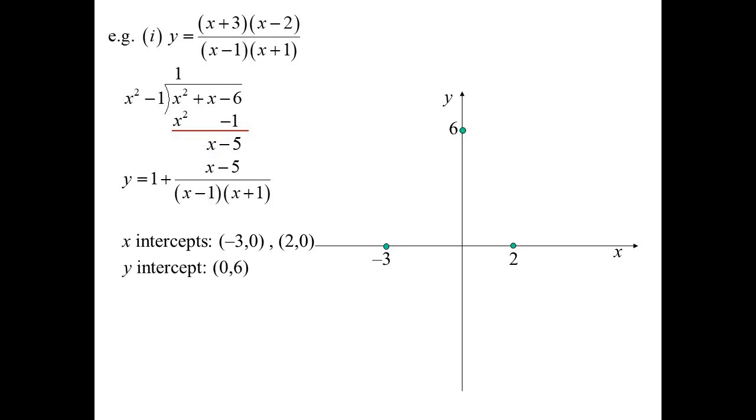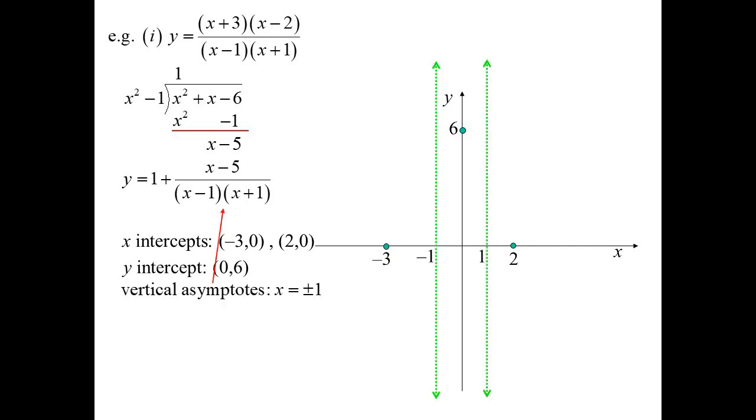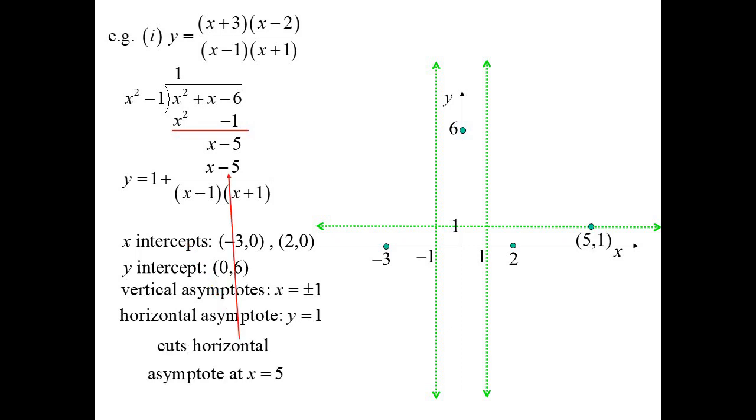Okay. The y-intercept is always the constant number, or you can substitute in x equals 0, we get 6. Vertical asymptotes, the bottom of the fraction there, we got them at plus and minus 1 as well. Let's put those in. Horizontal asymptote will be y equals 1. And the last thing to do is to work out whether it cuts that or not. And in this case, it could cut it, yes, at x equals 5. So I now know all these points, it bends towards the asymptotes, pretty much tells me exactly what it's going to do. The only place it cuts the horizontal asymptote is over there at 5.